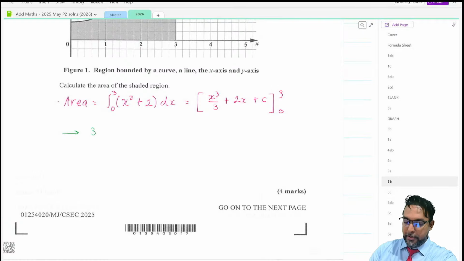Anyhow, so you're going to have 3 cubed over 3 plus 2 times 3, and then you could just put minus 0 if you want, because we know that's what's going to happen. 3 cubed is 27, 27 over 3 is 9, and then 9 plus 6 will give us 15. 15? Yeah?